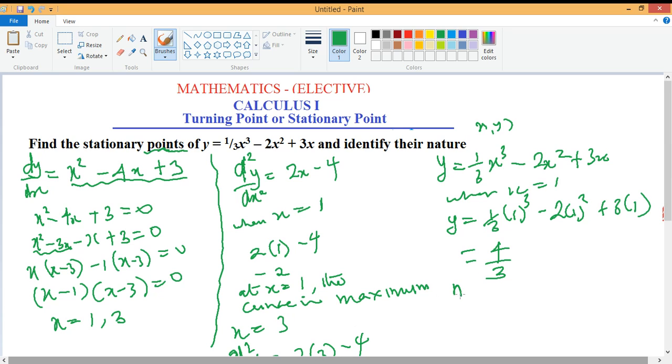So since at x is equal to 1, the point is maximum, we say maximum point. We record it. Maximum point, x coordinate first: 1, comma 4 over 3.